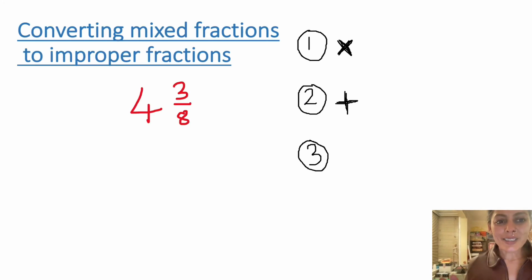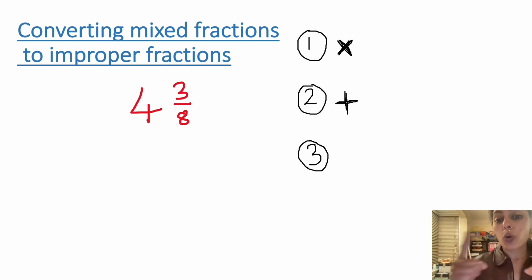I'd like us to look at how we can convert a mixed fraction to an improper fraction. So here I've got 4 3/8. It's mixed because I've got a whole number combined with a fraction. So how do I now turn this into an improper fraction? I've got a few steps here.